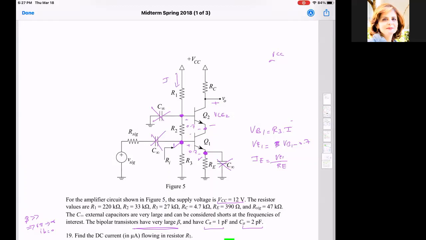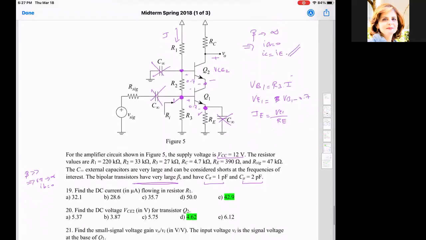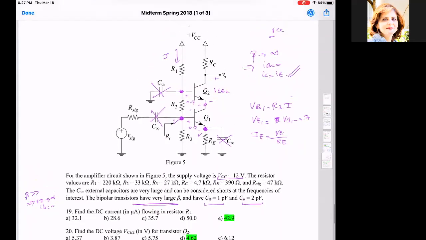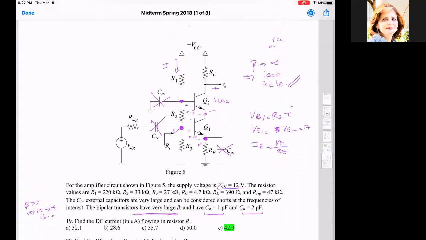What can I also find? He is telling me that beta tends to infinity. If beta tends to infinity, what does this mean? That IB is equal to 0 and IC is equal to IE, right? So I know the current that is flowing in this branch now. Do I have RE given? Sorry, I have RE. Okay, so now I can know the current that is flowing here.